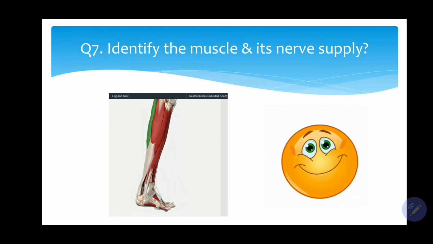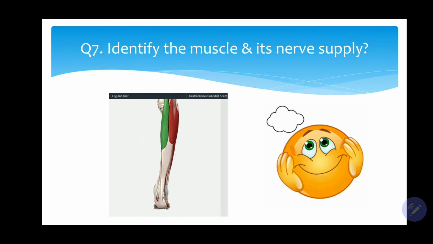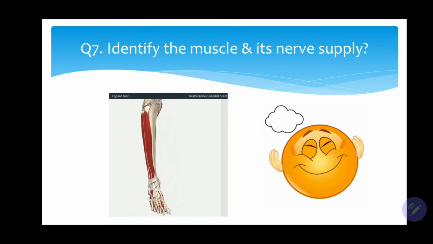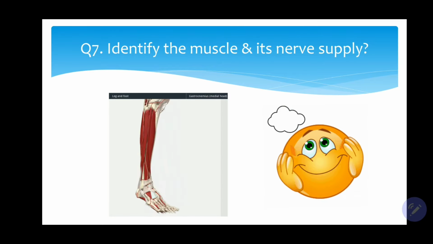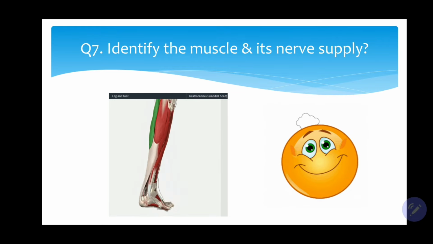So you can see that this is the superficial most muscle in the back of leg. The two muscles, then two heads, then they join and they descend down. It's a bipinnate type of muscle. The two heads then join and they become tendinous in the lower half. You can see this white thing here.